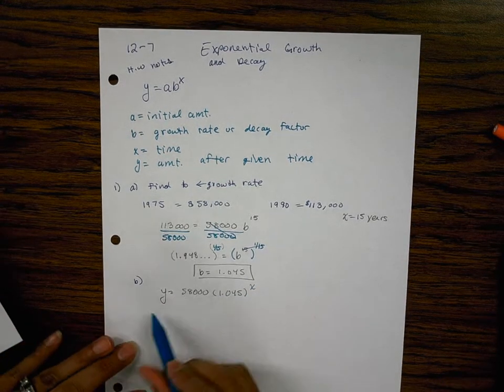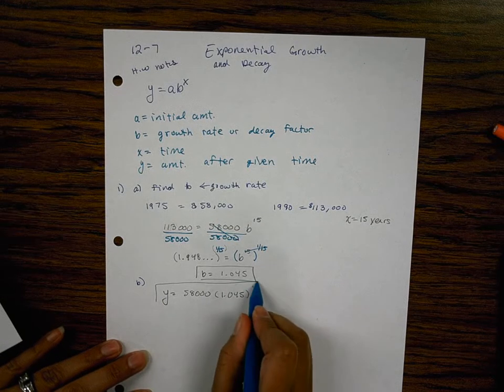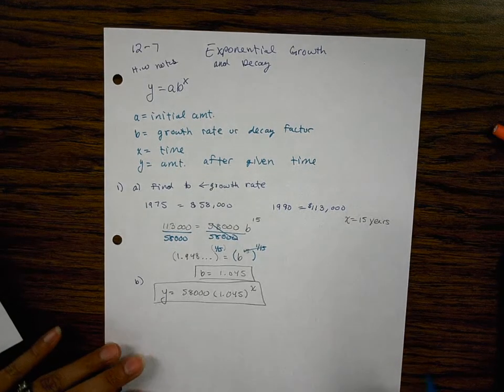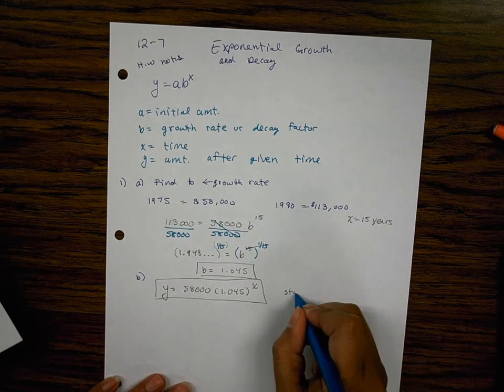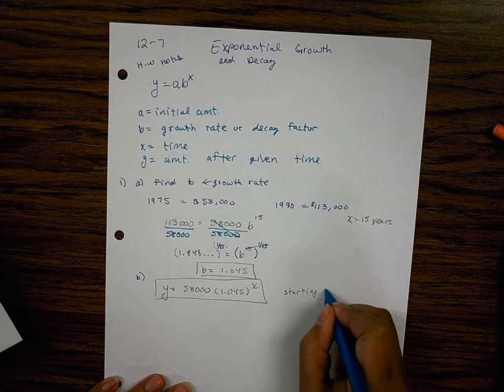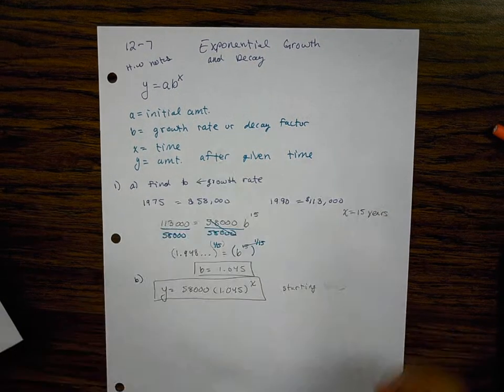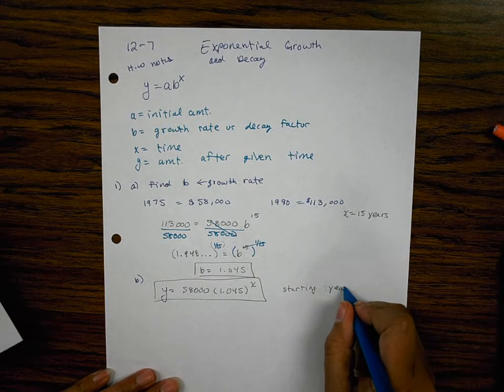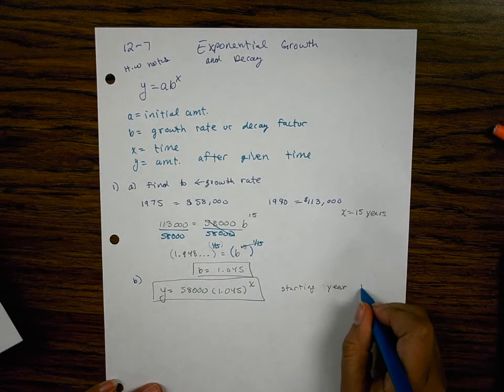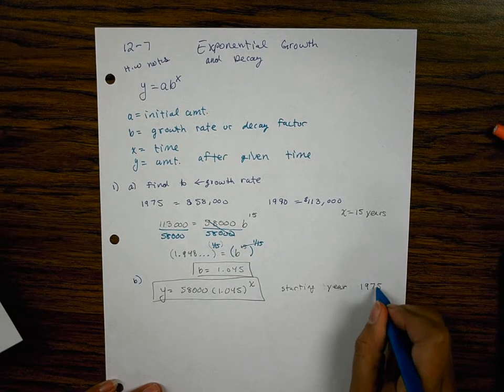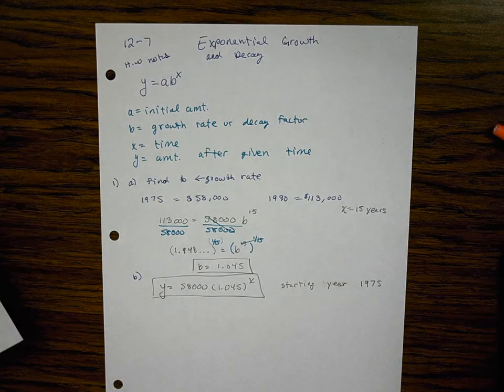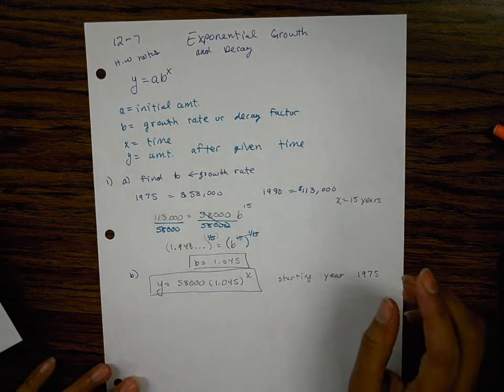This is a function, so we can find the price of a home at any given year. And this is with the starting year or starting time. I'll go ahead and put year. Starting year being 1975. So we can find the price of a home 20 years ago, 20 years from now, 30 years ago, 30 years from now, starting from 1975.